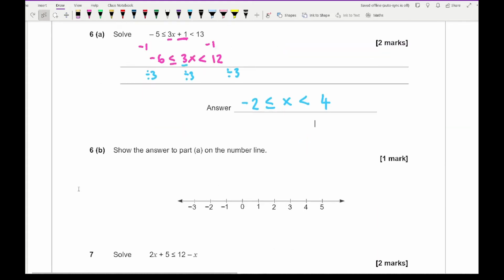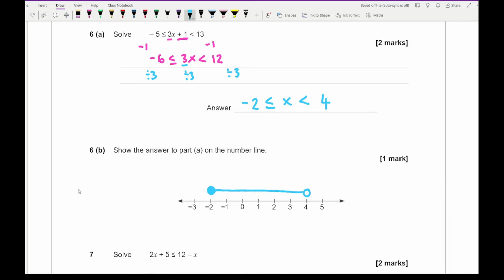It then says show your answer to part A on a number line. So again, I'm going to put a circle on the minus 2, a circle on the 4, and a line that joins those two circles. Now, because the inequality next to the minus 2 has got an equal sign, means I've just got to colour that one in.